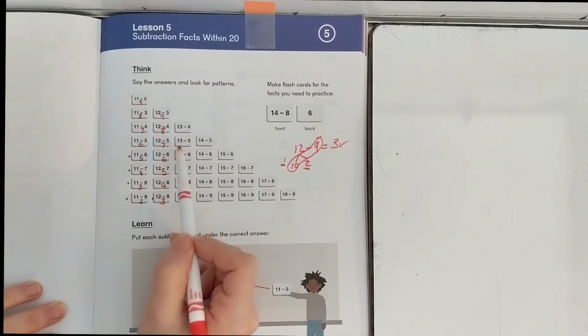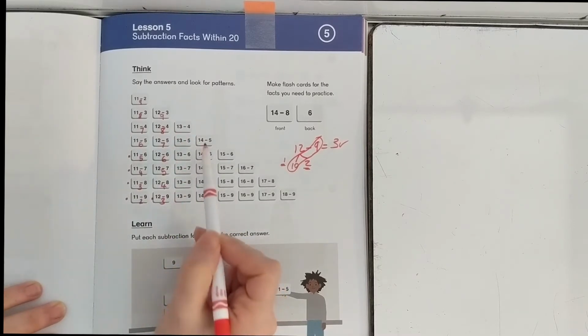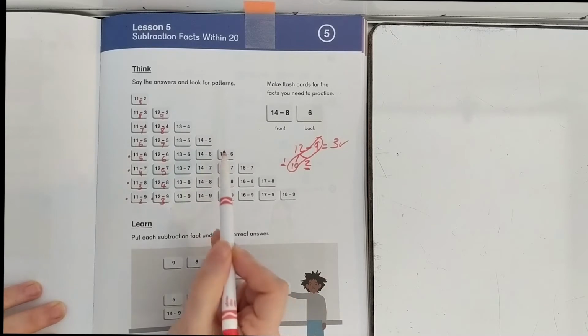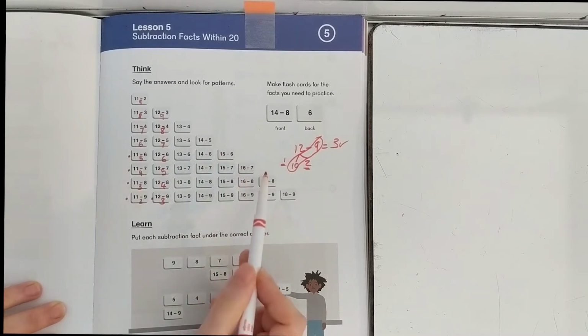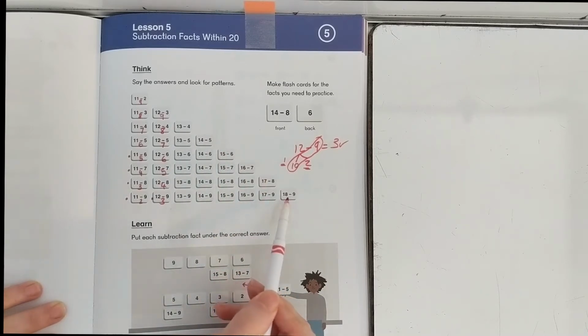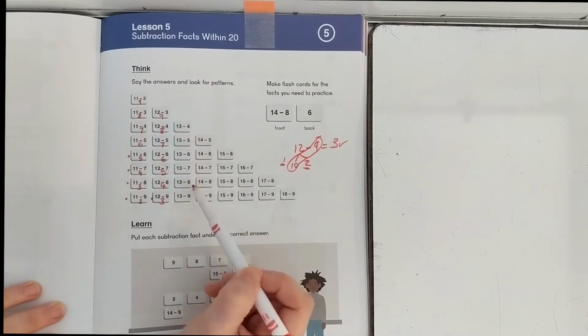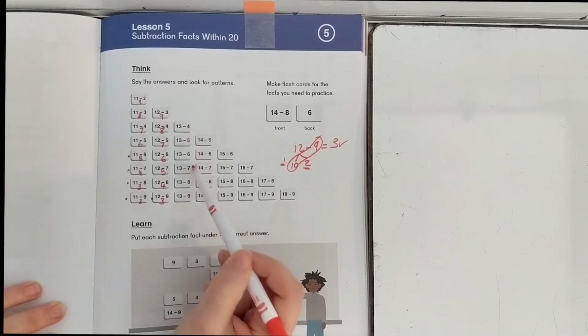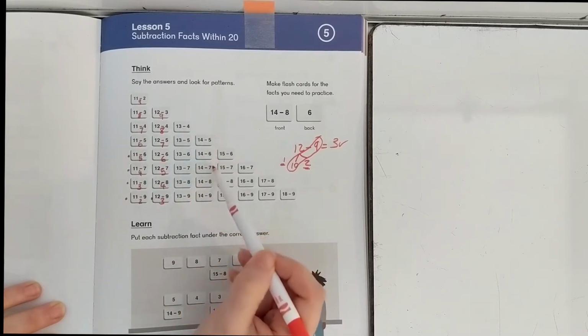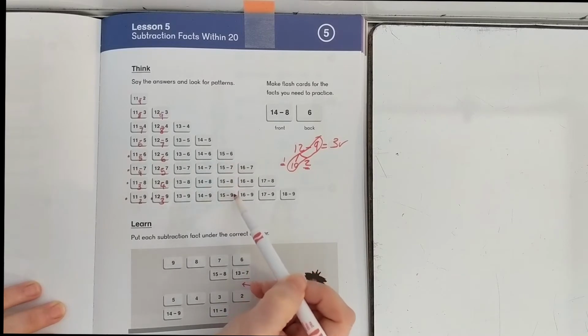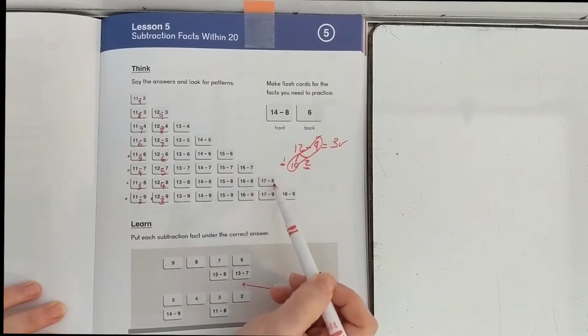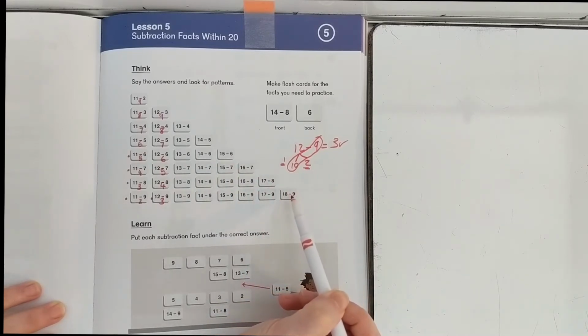Now we'll move on to the next one. Look at all of these start with a 13. All of these start with a 14, 15, 16, 17, and 18. Now I'm looking at the numbers that we're taking away. Again, they are all increasing by 1. 4, 5, 6, 7, 8, 9. 5, 6, 7, 8, 9. 6, 7, 8, 9. 7, 8, 9. Every time they're going down, they're increasing by 1.